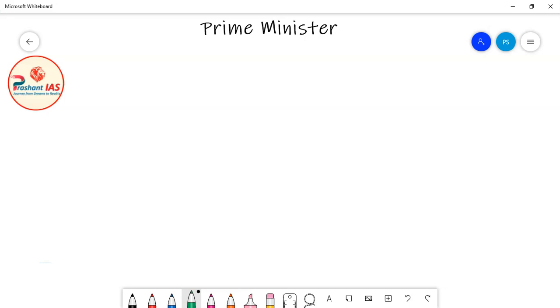So friends, in the last class we were discussing the powers and position of the Prime Minister of India, and from this class we will continue our discussion further. Now we will discuss the second power of the Prime Minister of India. In yesterday's class, we already discussed the first power, so in this class we will continue with the second power.